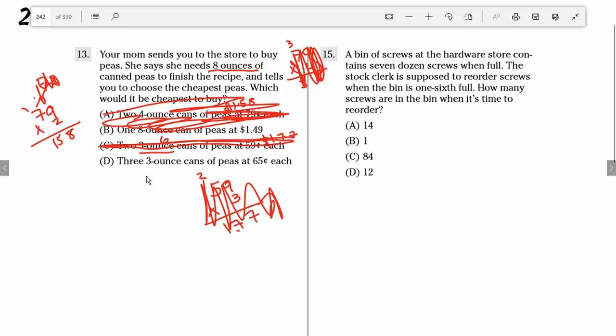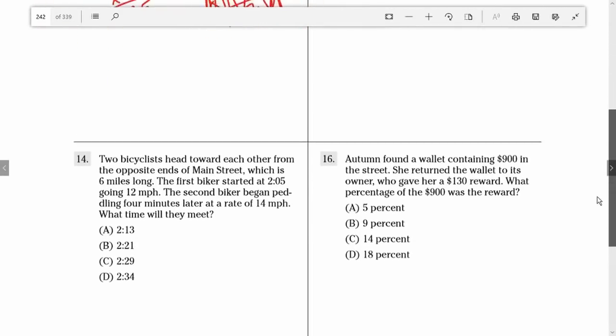3 3-ounce cans of peas at 65 cents, so that's 65 times 3. 5 times 3 is 15, carry the 1. 6 times 3 is 18 plus 1, 19. So this is $1.95. So clearly B, or $1.49, is the cheapest option. Sorry about those mistakes. I usually make small mistakes like that in every video I upload, so sorry about that.